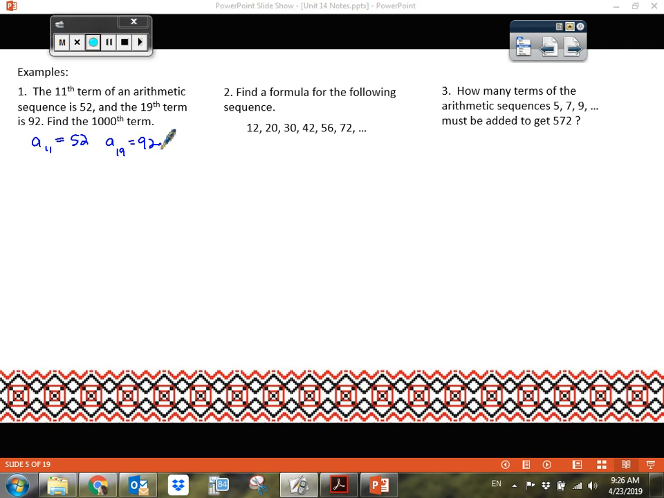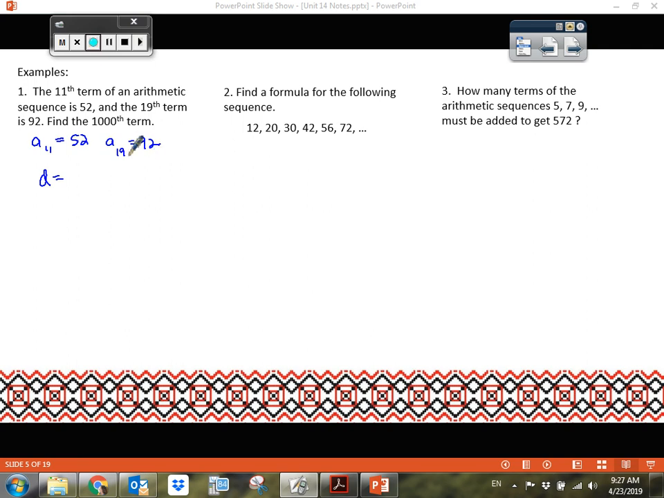Now, there's a little formula that we can use to find the common difference, or you can just do it in your head. It doesn't really matter. I kind of like using this little formula. Arithmetic sequences are nice in that we have a formula to find the common difference. What we would do is take the two terms that we have and subtract them.